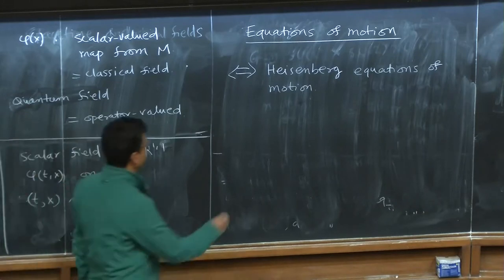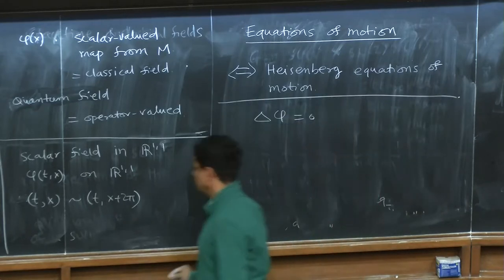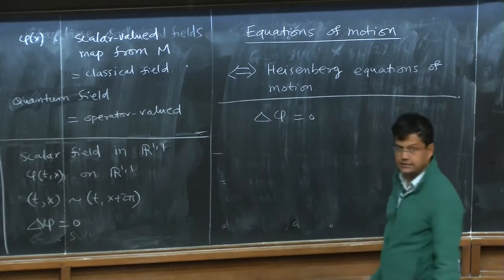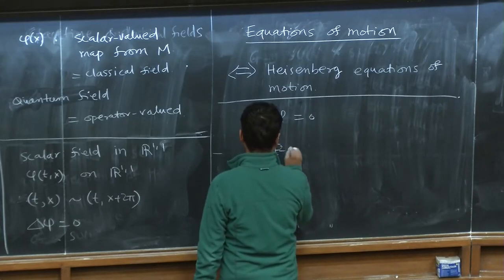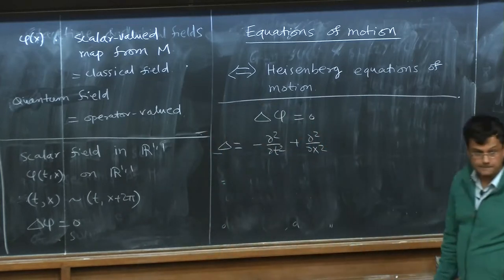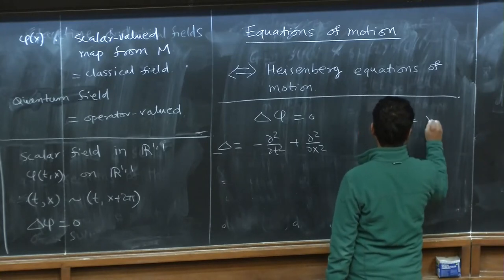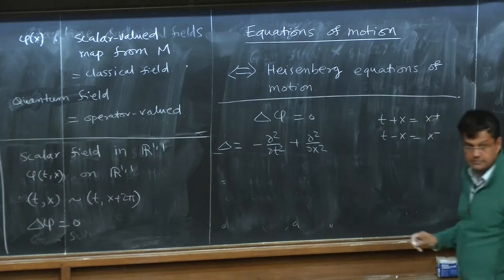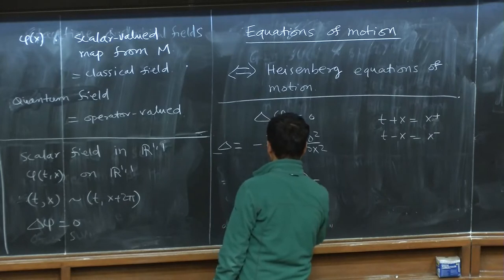So the classical field satisfies a simple equation, Laplacian phi equal to 0. But the Laplacian in 1 plus 1 dimension is particularly simple because it's just minus del squared in t plus del squared in x. And if I write t plus x equal to x plus, and t minus x equal to x minus, then this becomes minus del plus del minus, 2 times maybe.